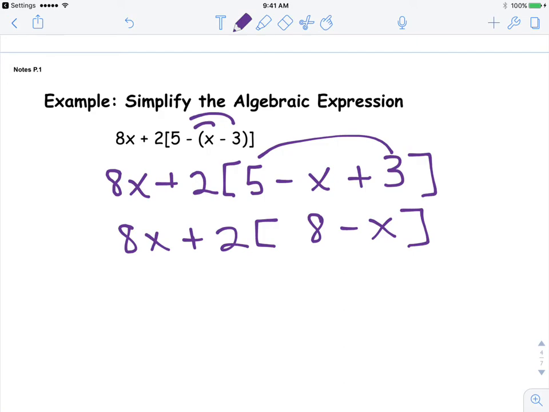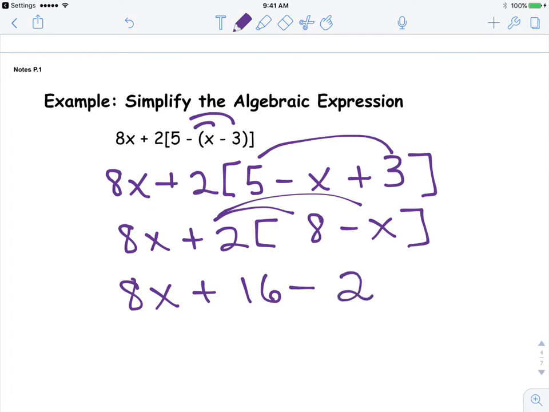Now we're going to distribute that +2 into the bracket. So 2 times 8 is 16 minus 2x. And then we're going to combine like terms. So 8x minus 2x is 6x.